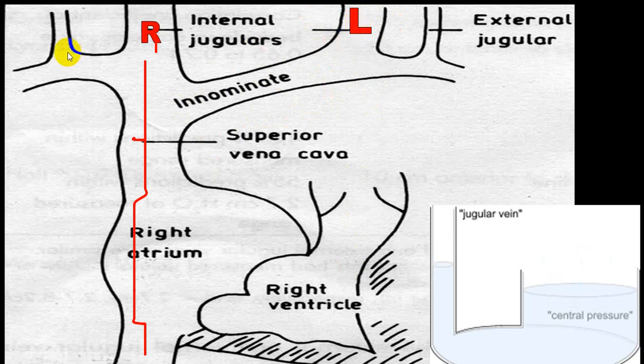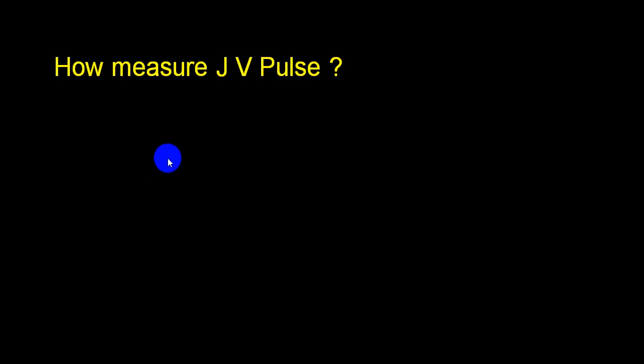And as far as the external jugular is concerned, this particular vein has valvular structures. So it does not give you direct pressure changes from the right atrium. The valve will have an effect on pressure changes. Hence, the external jugular is also not taken into account.